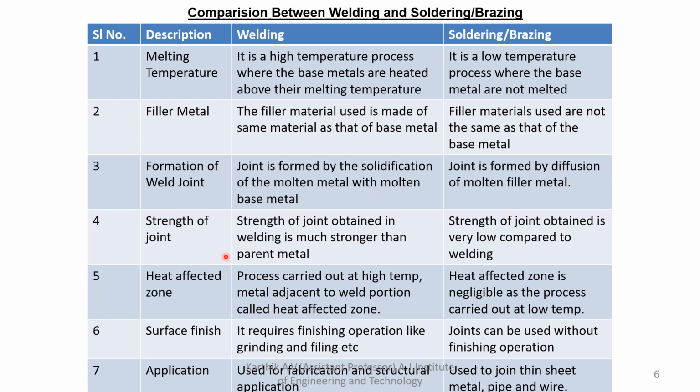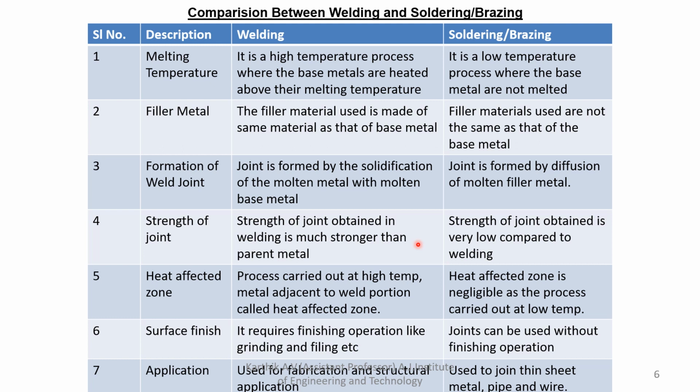Surface finish. After joining, a lot of slag will be produced in the welding process. We have to remove that extra part by a chipping process, but in soldering and brazing, we obtain a smooth finish. But the finish depends on the cleanness of the joining parts.